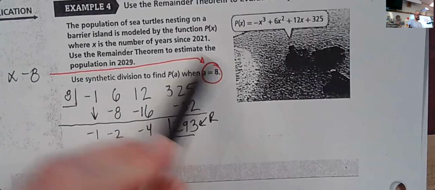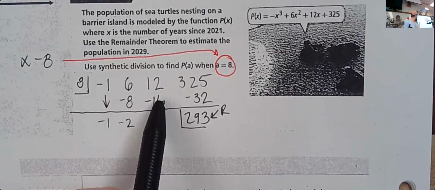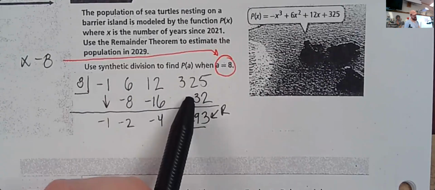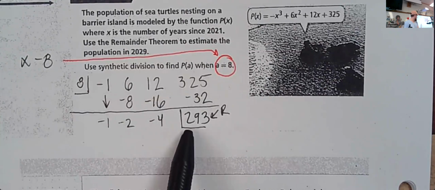Let's write this down. -2 when you add those together. 8 times -2 is -16. Add those together, you get -4. -4 times 8 is -32. 325 plus -32, or 325 minus 32, is 293.